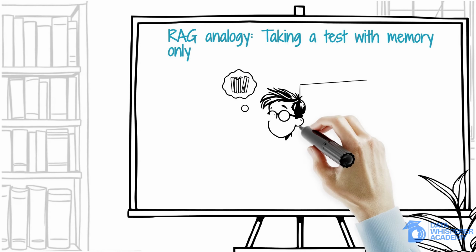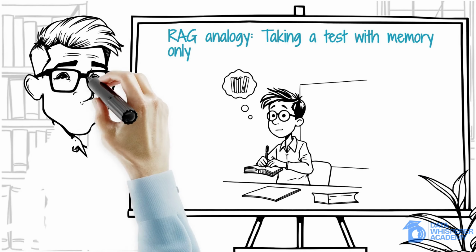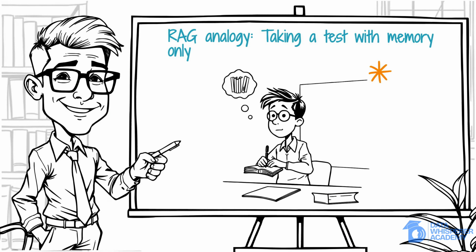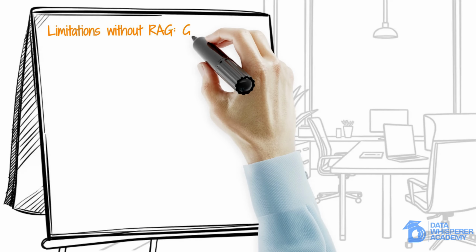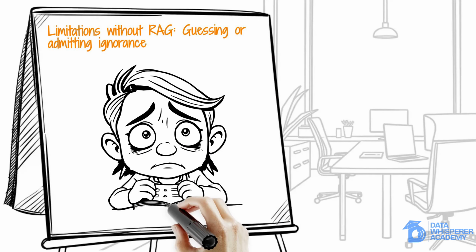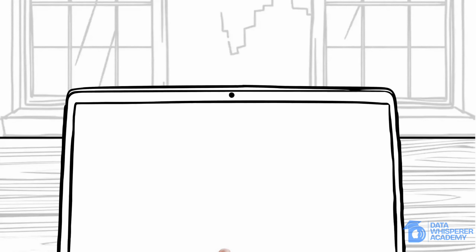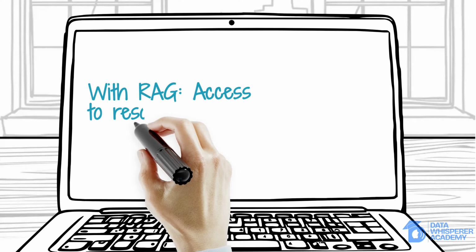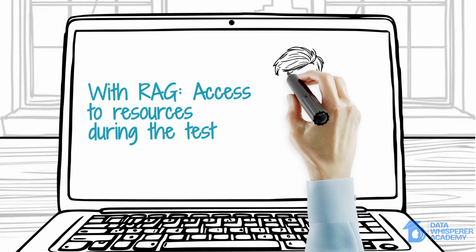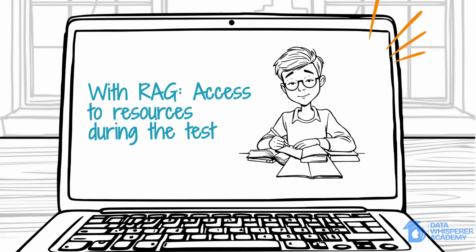Imagine you're taking a test. Without RAG, you can only use what you already know from memory. If you don't know something or your memory is outdated, you're stuck. You just have to guess or admit you don't know. But with RAG, you can bring your textbooks and notes to the test. You look up the exact information you need, then write your answer based on what you found.